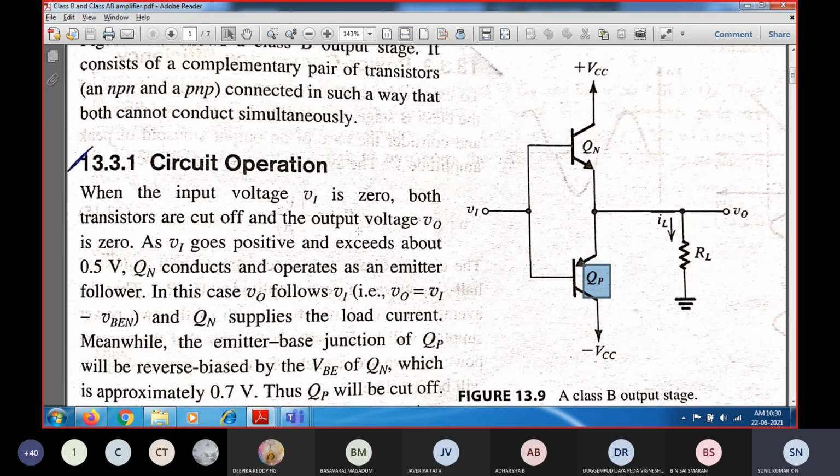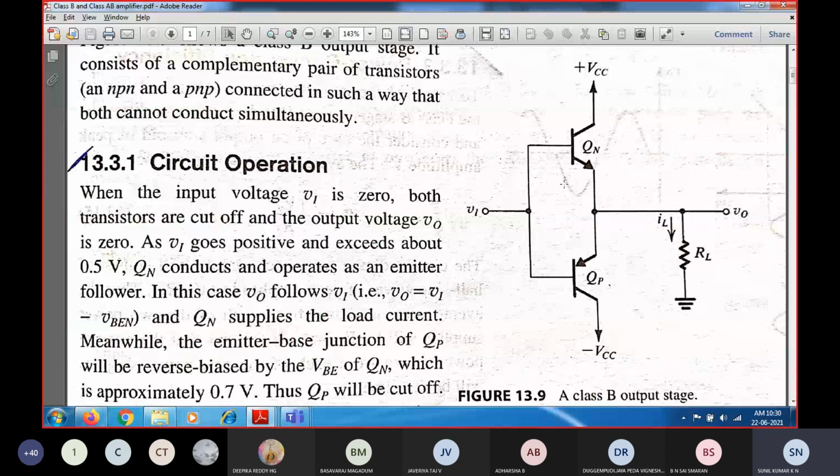Now when the input voltage is 0, both will be off, and when Vi increases in the positive direction, what will happen? Whenever I give a positive input, the same positive will be given to the Qp base as well as the Qn base. Qn will start conducting, because Qn requires the input voltage to be greater than the base to emitter voltage. So if we apply a positive input voltage, whenever it is greater than VBE, you know that base and emitter here it is.